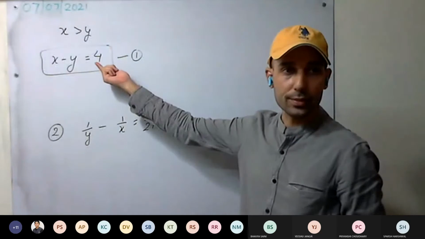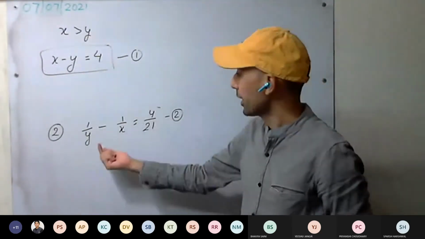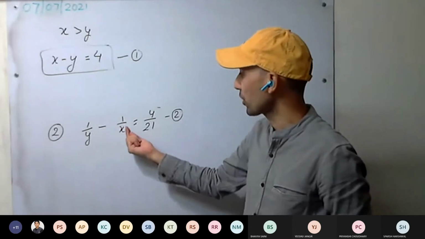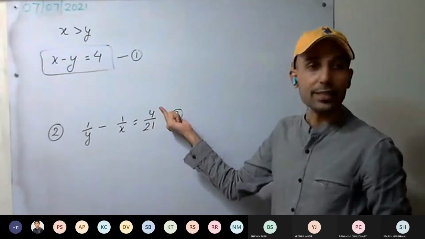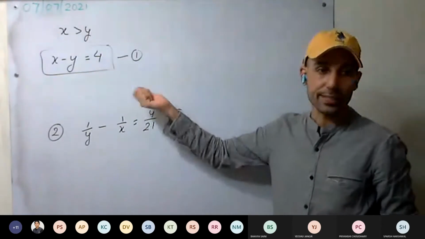X minus y is 4. This is clear. Next equation: 1 upon y minus 1 upon x equal to 4 upon 21. This is our second equation. Now we have to solve for x and y.